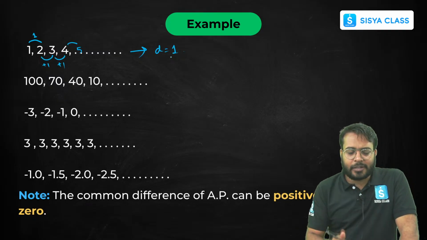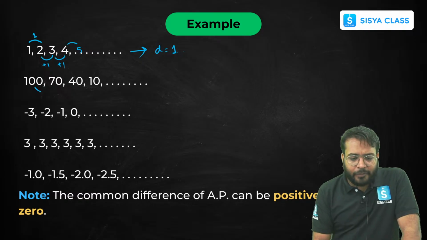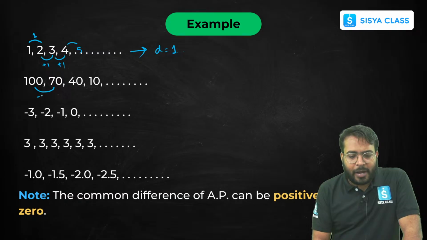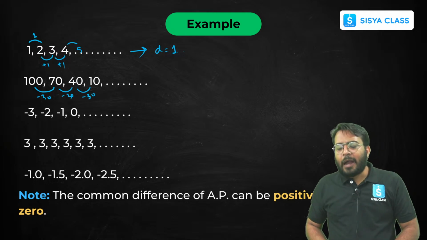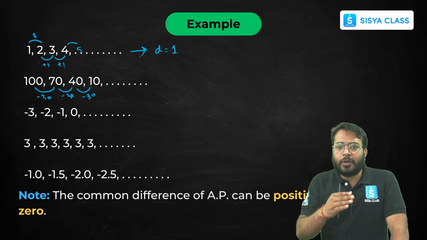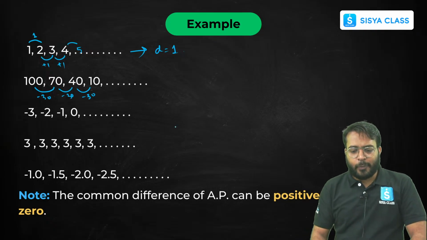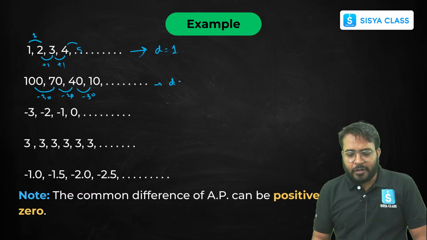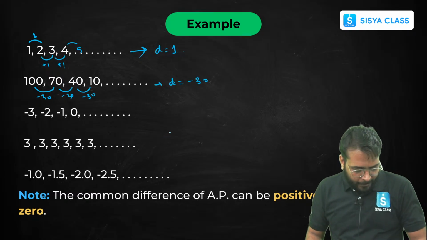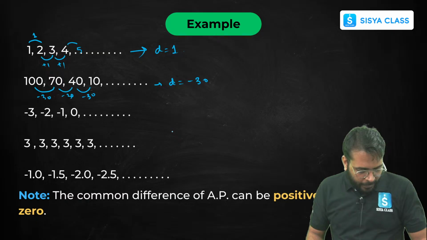In the next example, 100, and after 100 the second term is 70. 70 means you are subtracting 30, right? Again the next term you are getting by subtracting 30. Again you are getting the next term by subtracting 30. That means you are adding or subtracting a fixed quantity in order to get the next term. So here also the common difference is minus 30, and this is an AP.